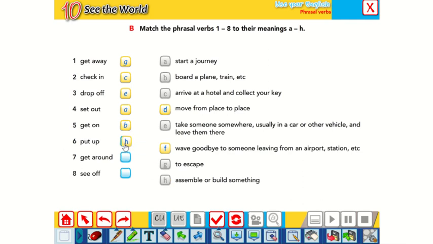Put them together. Get around. Yes, correct. It's D. Move from place to place. The last one, see off. Surely it is F, wave goodbye to someone leaving from an airport, station, or etc. To say goodbye to someone if they want to leave a country to another place. So these are all the answers. We checked all the answers together. I hope that all your answers were correct.